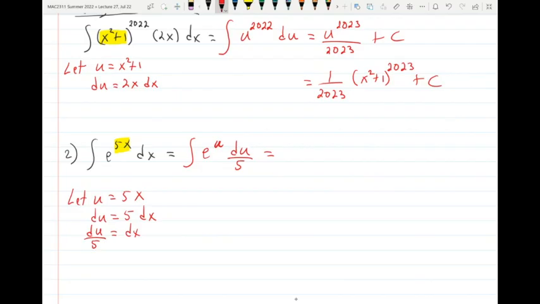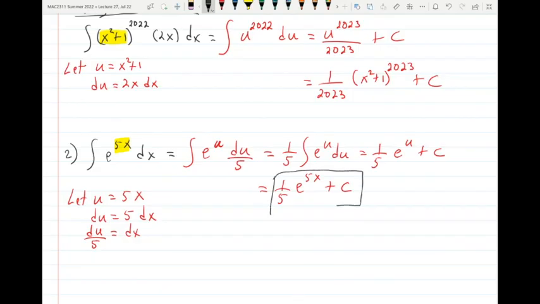So notice that this 1 over 5 is just a constant, so I'm going to put it outside. So we have the integral of e to the u du, and as you know, the integral of e to the u is just e to the u plus c, and now we put back what u is equal to, which is 5x. So yeah, 1 over 5 e to the 5x plus c, as predicted earlier.